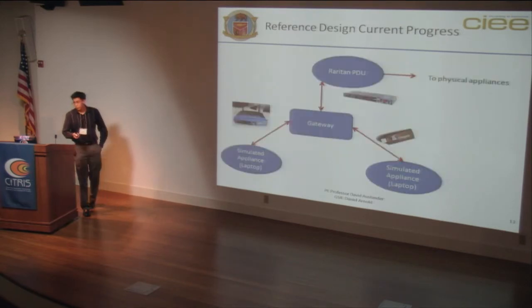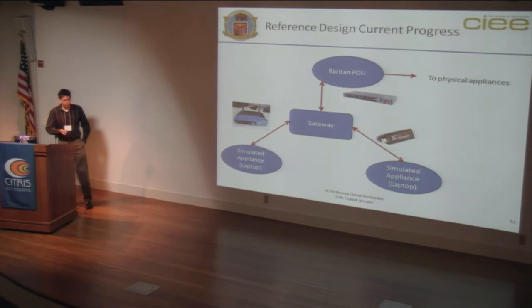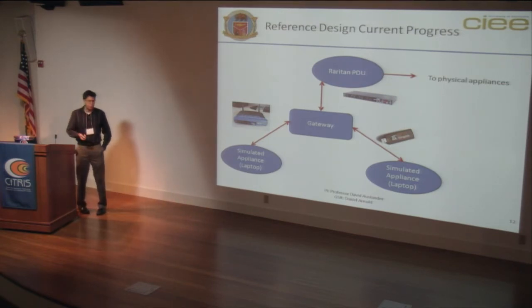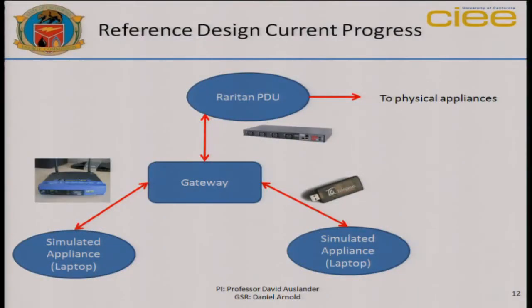An illustration of how the gateway is actuating both simulated and real appliances. We communicate with simulated appliances, which are housed on separate laptops. We use Wi-Fi for that, denoted by this Linksys router. We also communicate with simulated appliances over a generic ZigBee Pro network, accomplished with these Telegesis USB dongles. We plug one into each computer, and we can communicate over ZigBee Pro. We communicate with real appliances via an intermediary device, this Raritan power distribution unit.